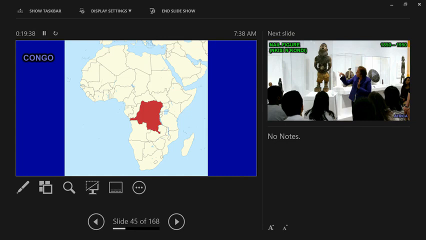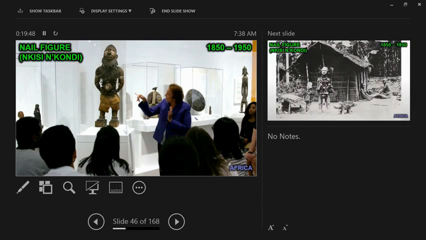We are going to head over to the Congo now. That should be in green. I want you to know Congo. And we're going to take a look at a nail figure.